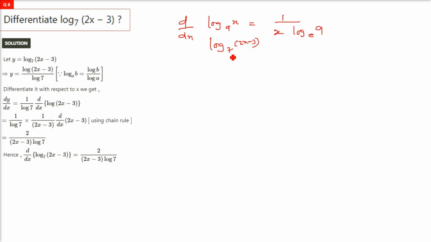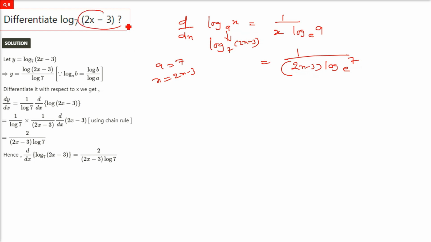So log base 7 of 2x minus 3. In this case, a is 7. You can just compare this with log base a of x. a is 7, x is 2x minus 3. You can just write 2x minus 3 here, log base e, a is 7. Alright? But you will not stop here. You don't have to write e because it is log base e.